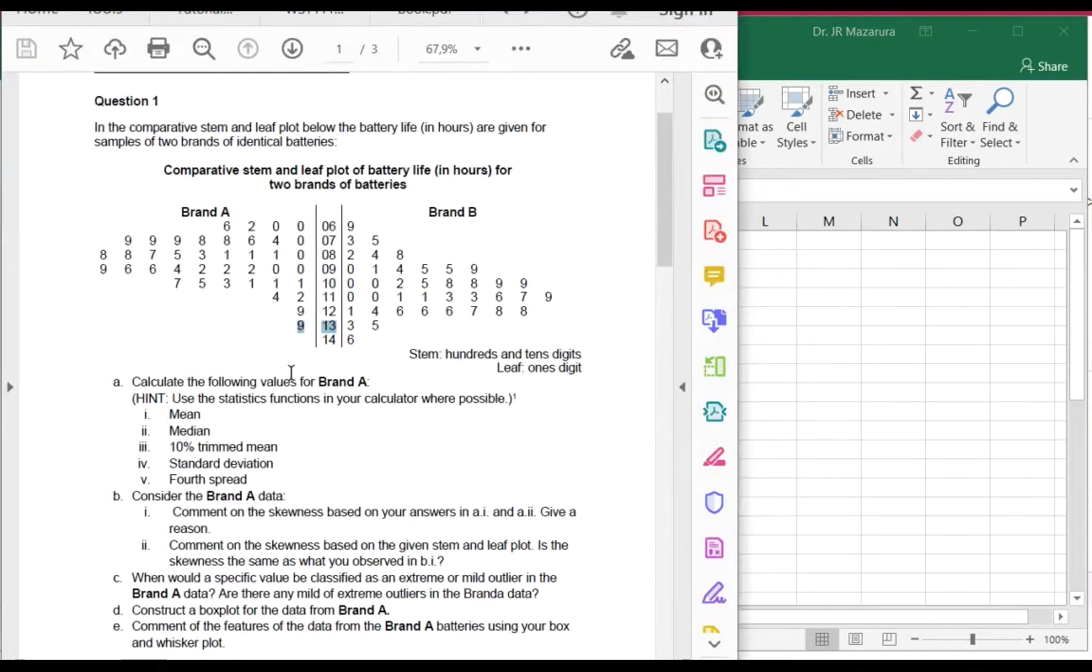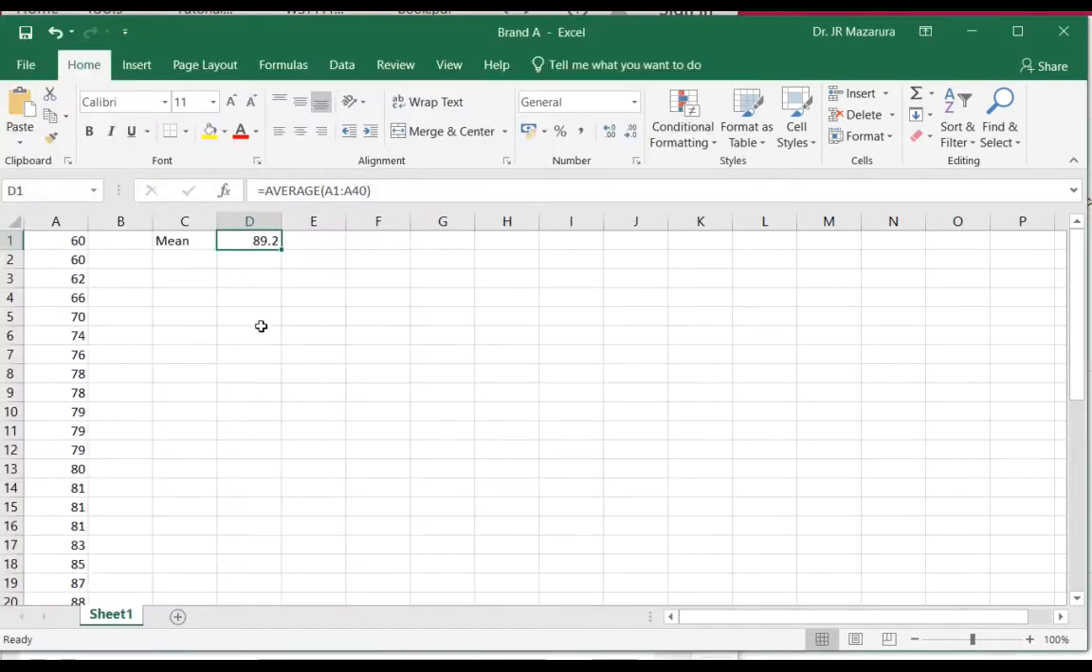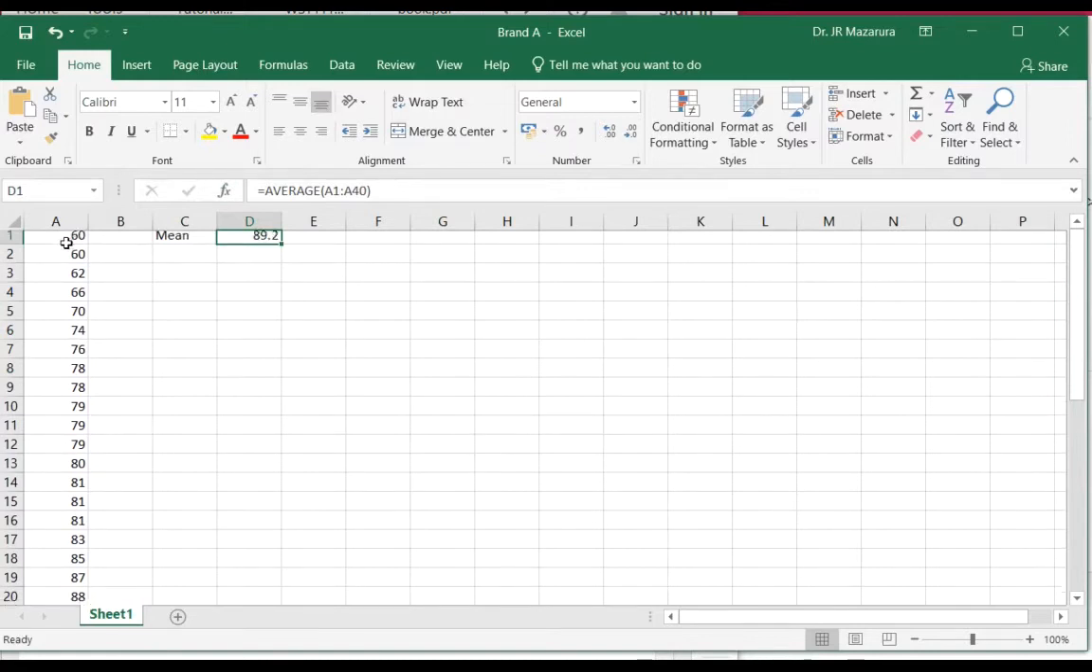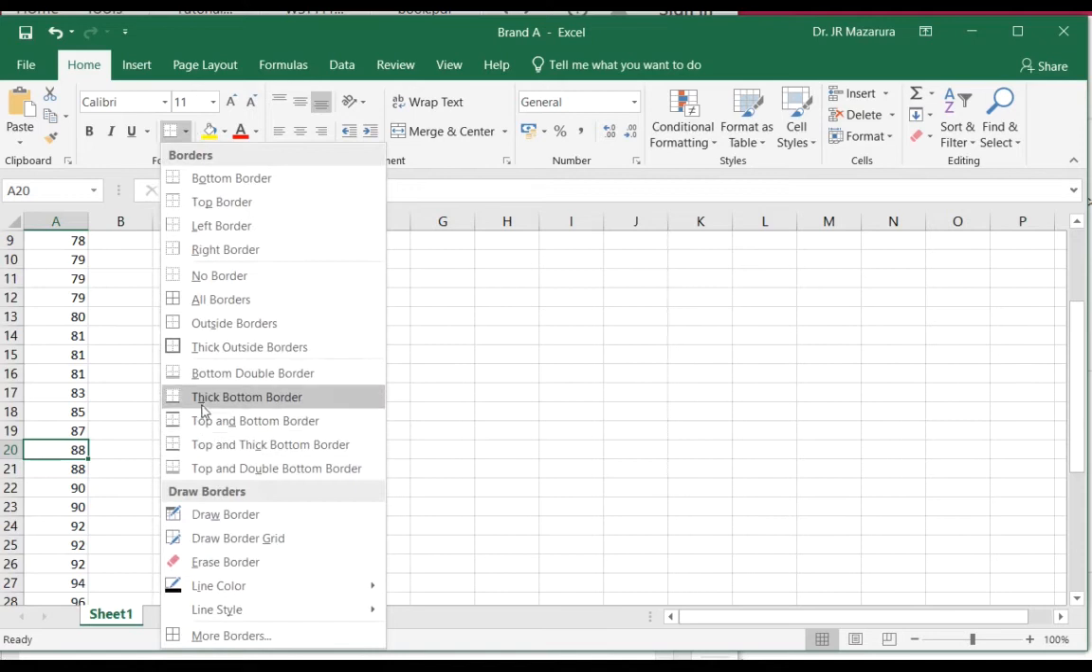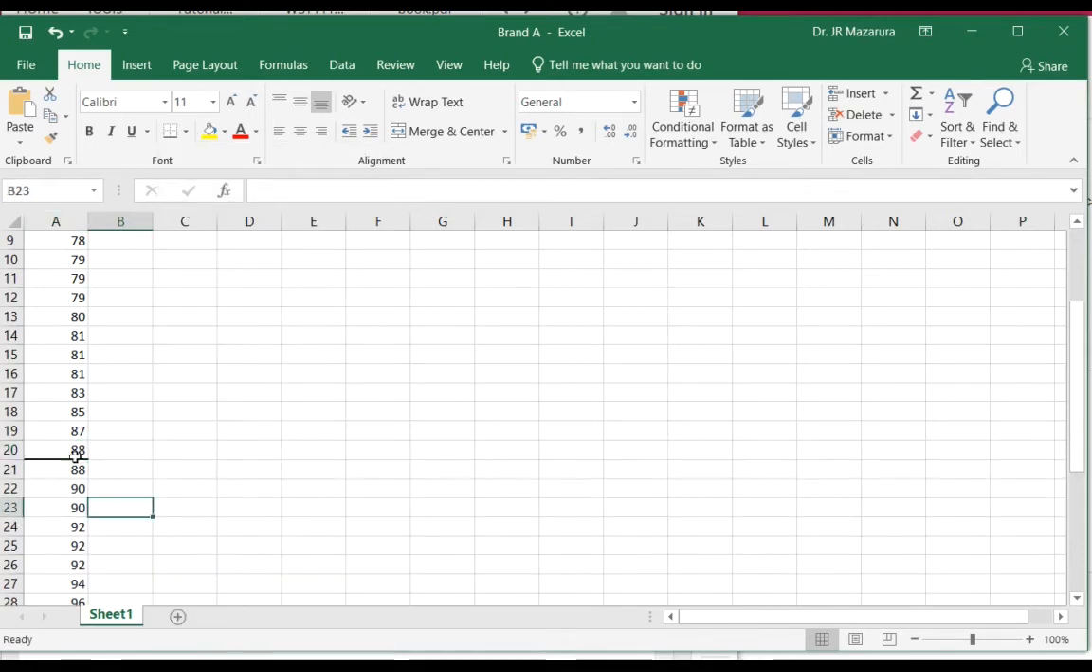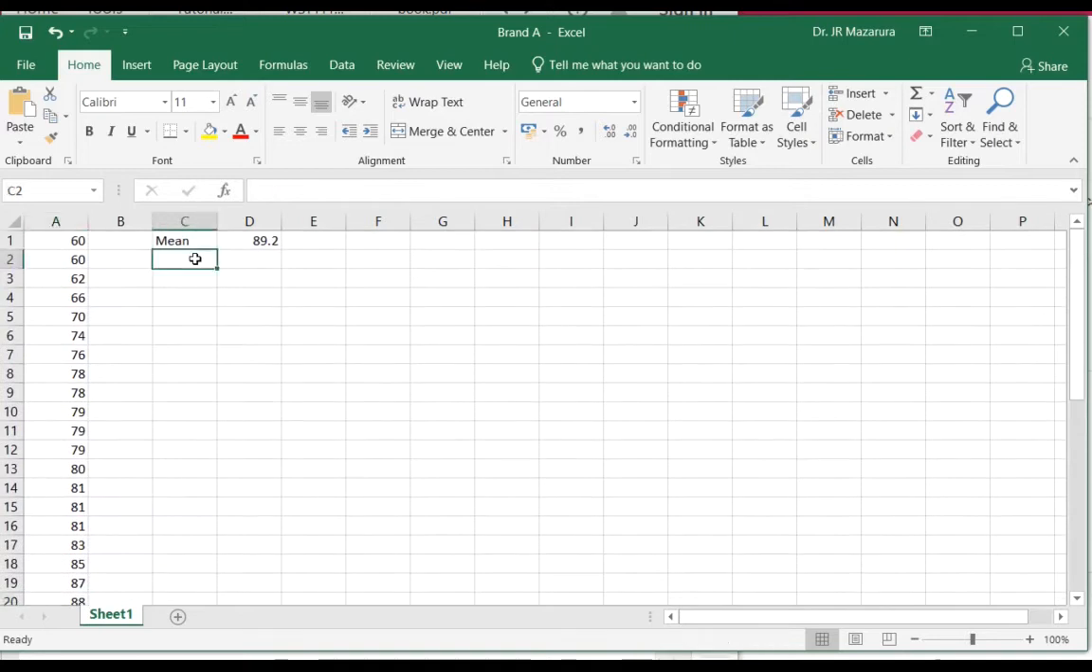The next part of the question asks you for the median. Remember, the median is just the middle value. So we have 40 observations. If we go down to 20, I'm going to draw a horizontal line there using this drop-down here, thick bottom line. So this is where our median is. So the median, therefore, is 88.